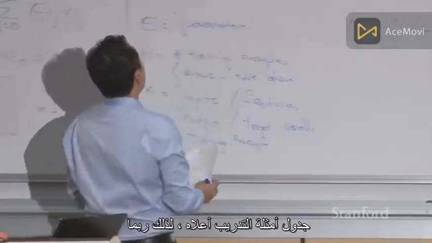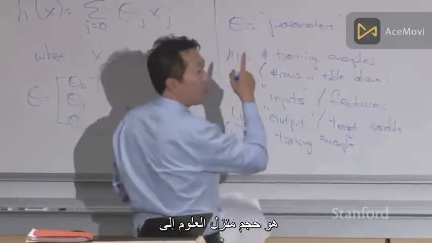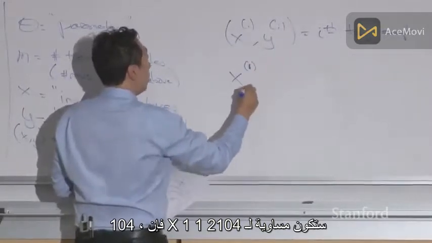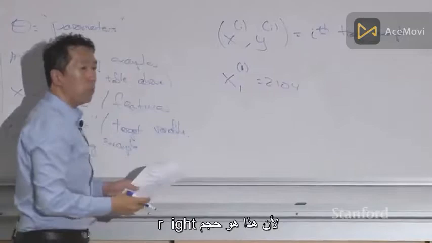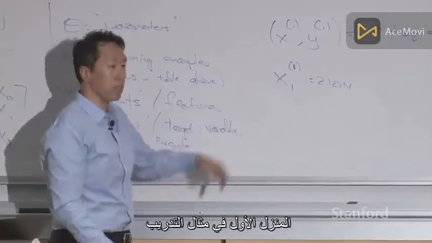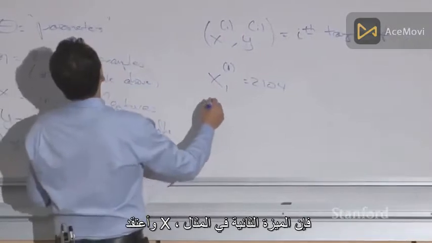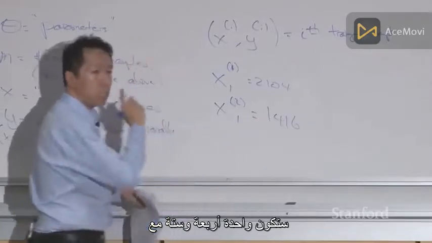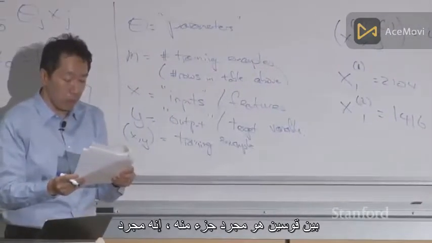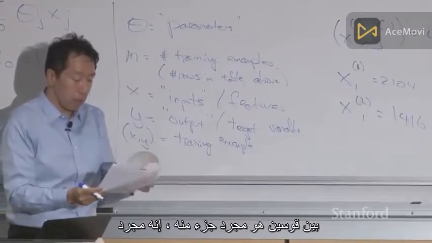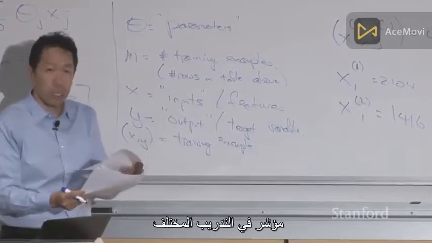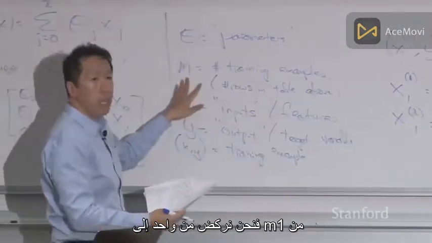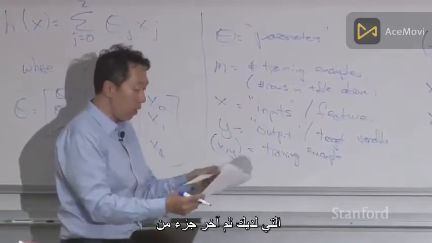Okay, so maybe for example, if the first training example is the house of size 2104, so x1 superscript 1 would be equal to 2104, right? Because this is the size of the first house in the training example. And I guess x, second example, feature 1 would be 1416 with our example above. So the superscript in parentheses is just the index into the different training examples, where superscript i here would run from 1 through m, 1 through the number of training examples you have.